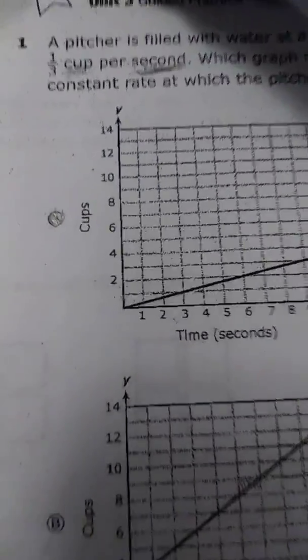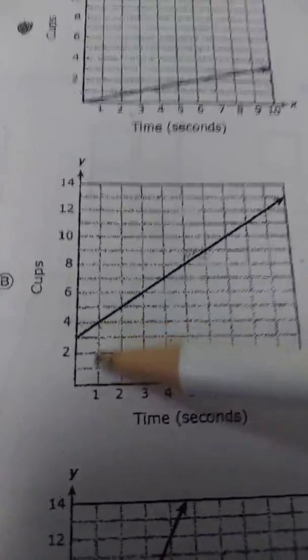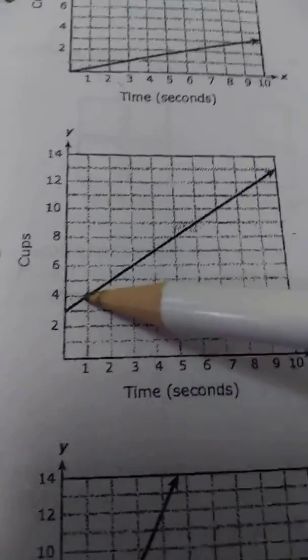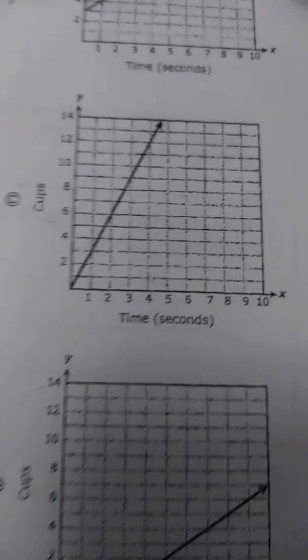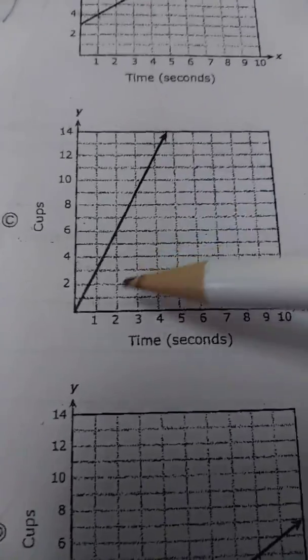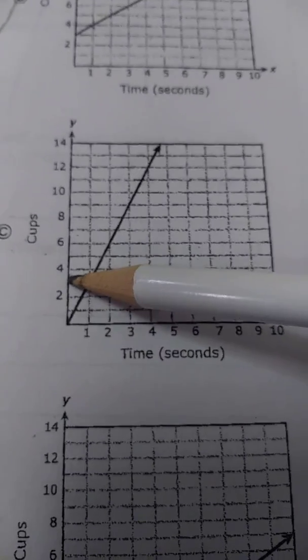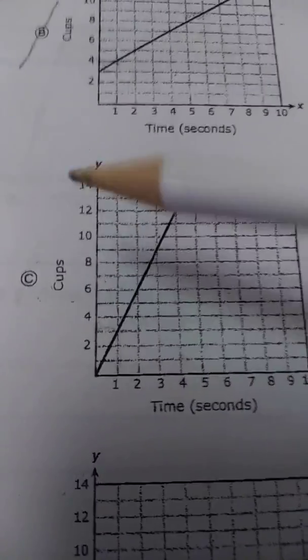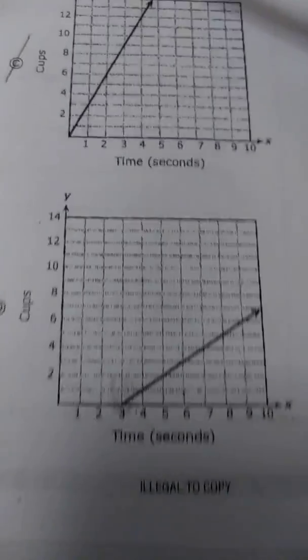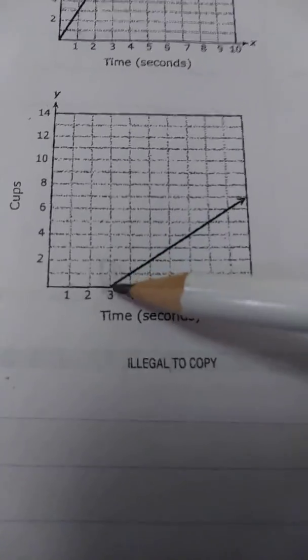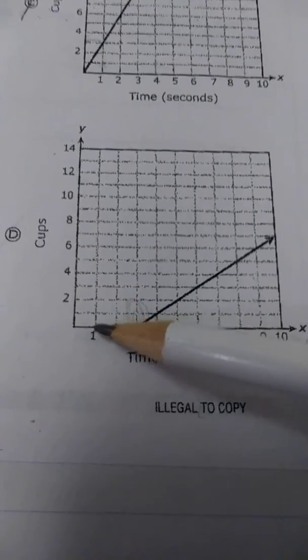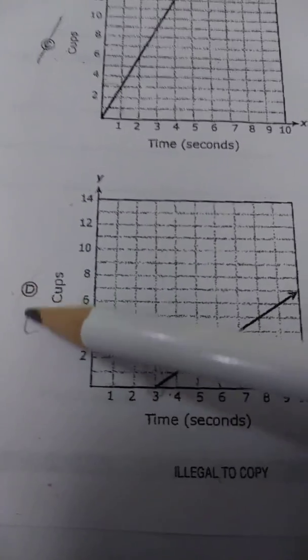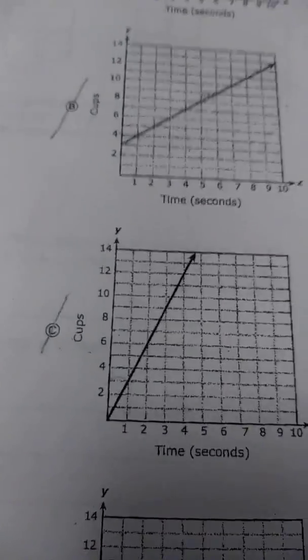Now let's take a look at the other answers. It is not B because in 1 second, the amount in the cup is 4 cups. So it's not B. We crossed out B. Let's take a look at C. In 1 second, the amount is 3 cups. So it's not C. It's supposed to be a third cup. Let's take a look at D. D doesn't even start at 1, it starts at 3, so it cannot be D. So the most reasonable answer is A.